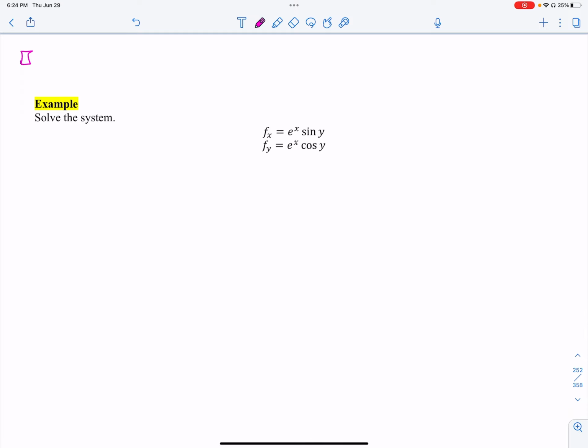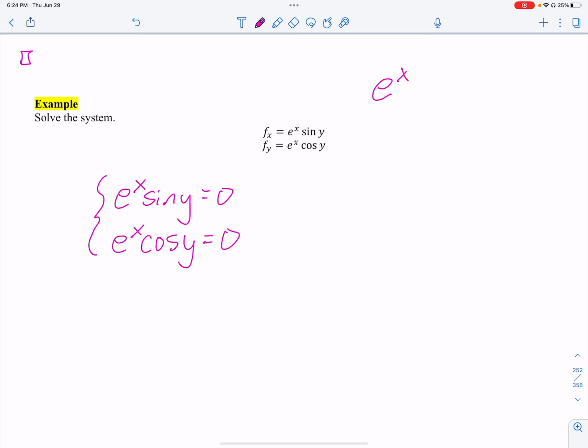All right, so I set up this system. I got e to the x sine y equals 0. I also have e to the x cosine y equals 0. Now this one's going to be a bit tricky. What I want you to notice is that e to the x will never be 0 for any x. Never will, right? If it's negative, e to the negative just flips it over. It doesn't make a negative number. That will never be negative.